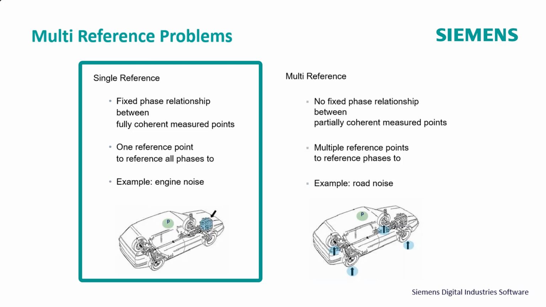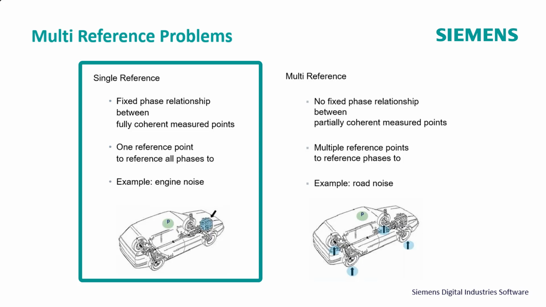So if you think about it, if you can calculate orders, and there is a consistent phase relationship between all of the orders throughout the vehicle, whether it be a car or a truck or a lawnmower or an airplane, and if there's a consistent phase relationship between all of those orders across all of the data points, or if you're calculating stationary averaged spectra, and if there's a phase relationship between all the different data points, that is a single reference problem.